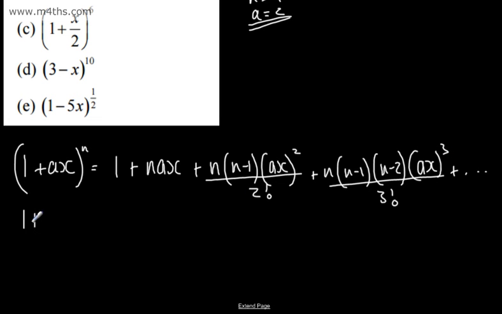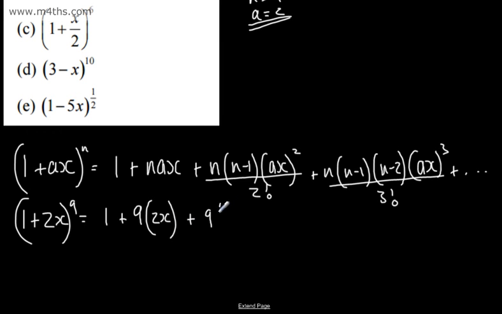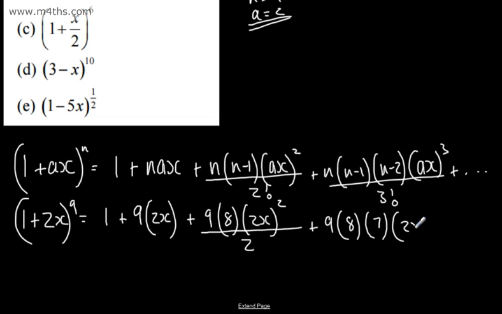So let's go ahead. (1 + 2x)^9 will be equal to 1 plus, now n is 9, so we've got n × a × x. So I'm just going to write this as 9 × 2x, plus 9 × 8 times the 2x, which we're going to square and divide by 2 factorial. 2 factorial is 2. Plus n − 1, n − 2, then we're going to have the 2x, which we need to cube, and divide by 3 factorial, which is 6.